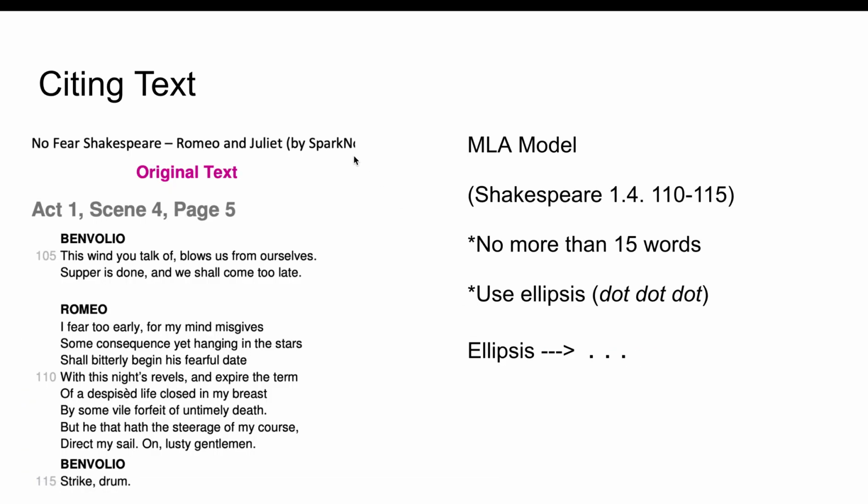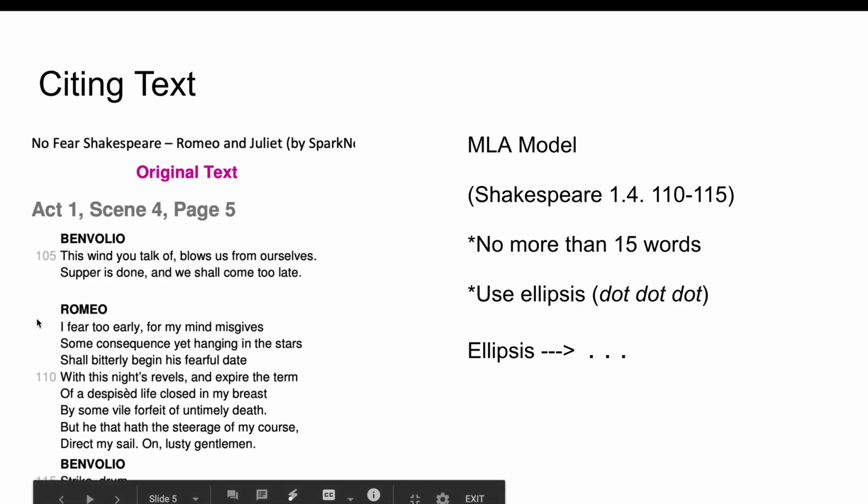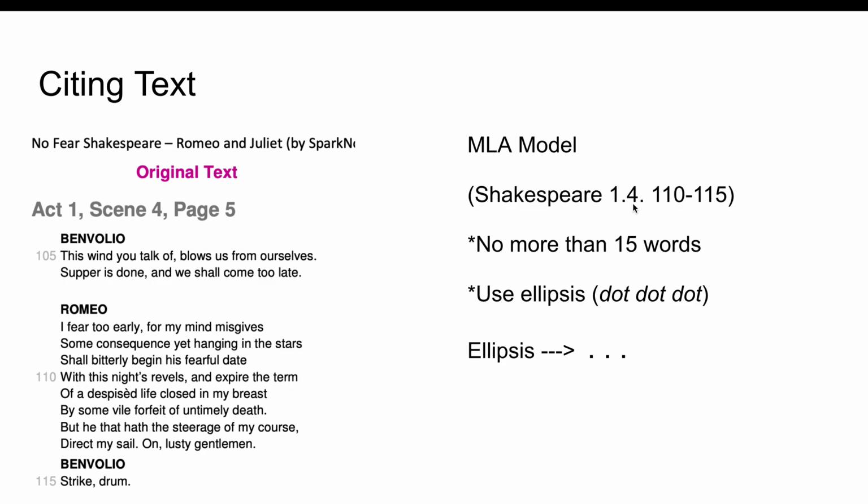Citing the text. In this week's assignment, you must cite the text in your response. To do so, you have to follow the MLA model for college. To do that, you include the author's name, the act number, the scene number, and the line numbers. So if you see right here, this is Act 1, Scene 4, lines 110 through 115. So we have Shakespeare, Act 1, Scene 4, lines 110 to 115.